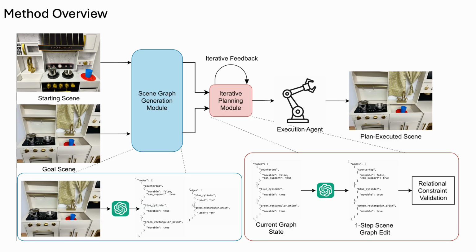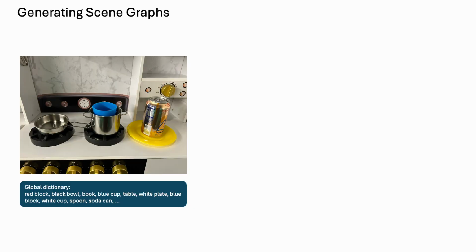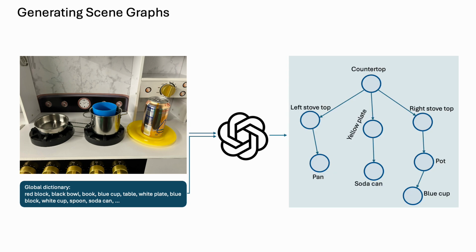Verigraph is composed of two components, the scene graph generation module, which generates the scene graph, and the iterative planning module, which uses an LLM to generate an accurate high-level task plan. We generate a scene graph by passing an image of the scene to GPT-4v along with a global dictionary, instructing it to use only words from the global dictionary to ensure consistent labeling of objects.